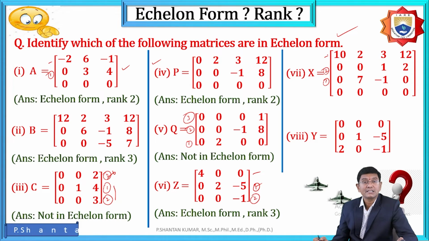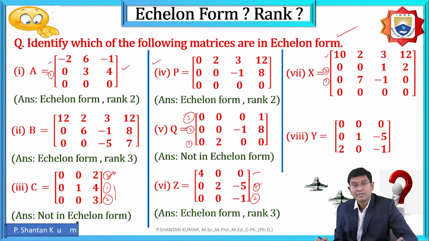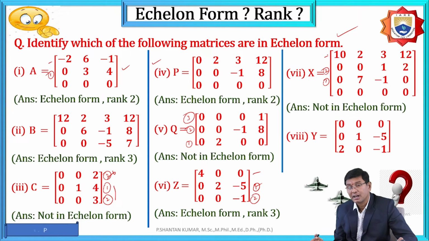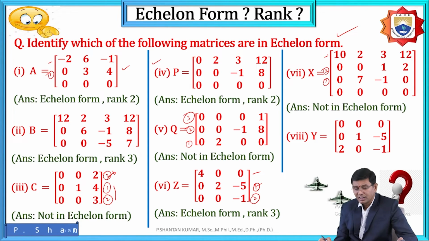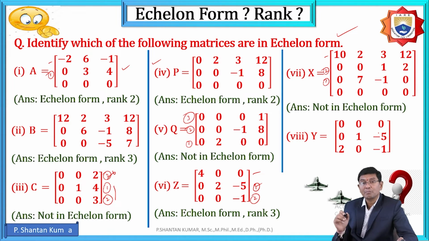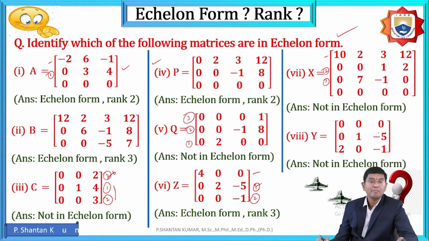Therefore, the matrix is not in echelon form, so we cannot identify the rank of the matrix. Further, the first condition itself is not satisfied because of the zero rows: as per the conditions of echelon form, we need to put them at the bottom. Therefore, it is not at all an echelon form of a matrix.